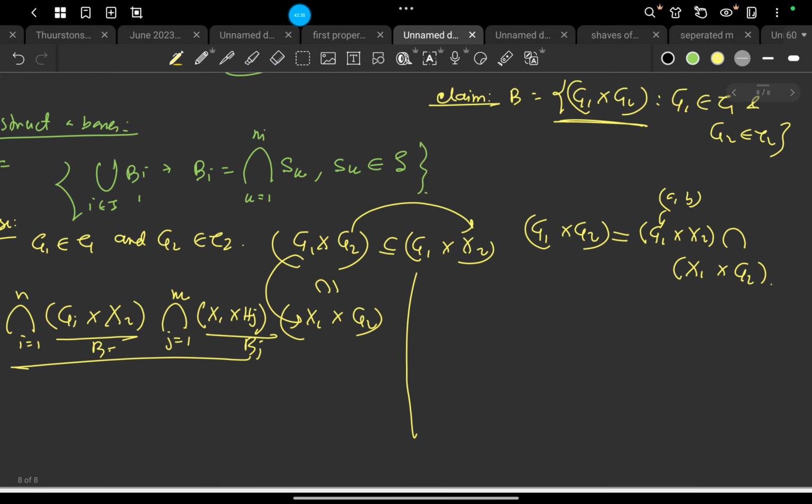So now let x comma y belong to the intersection for i equals 1 to n. Let us take any arbitrary element from this intersection.